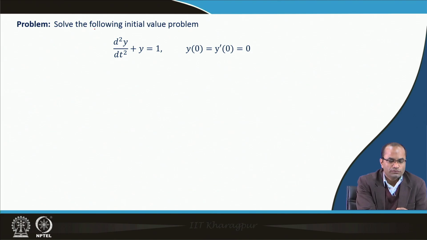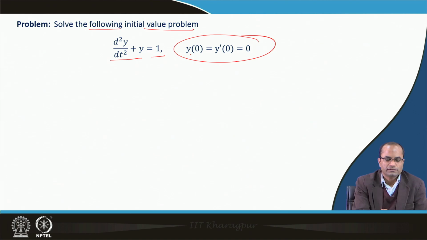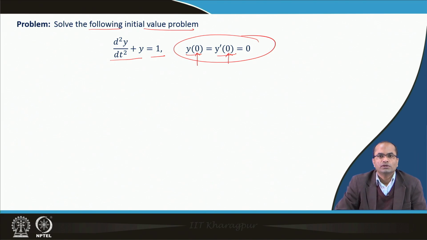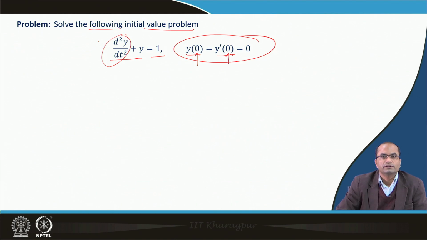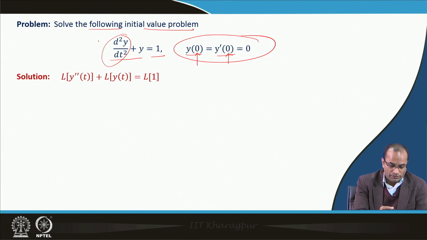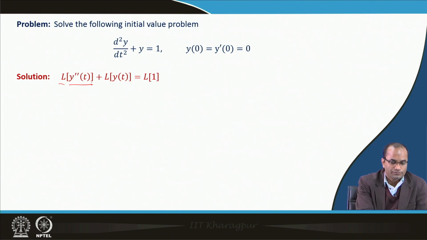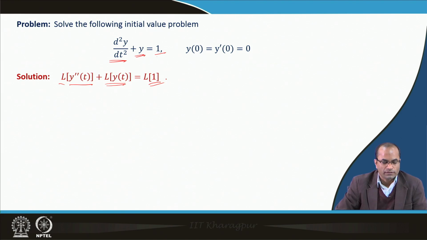The process will be clear with the following example, and then we will be doing many other examples. Here we need to solve the initial value problem d squared y over d t squared plus y is equal to 1. Initial values means the conditions are given at a single point, t equal to 0. It is a second order differential equation, so we need two conditions to get a unique solution. We will apply the Laplace transform: Laplace transform on the double derivative plus Laplace transform on y, which we can apply to each term due to linearity, and on the right hand side it is the Laplace transform of 1. So, this is the first step.